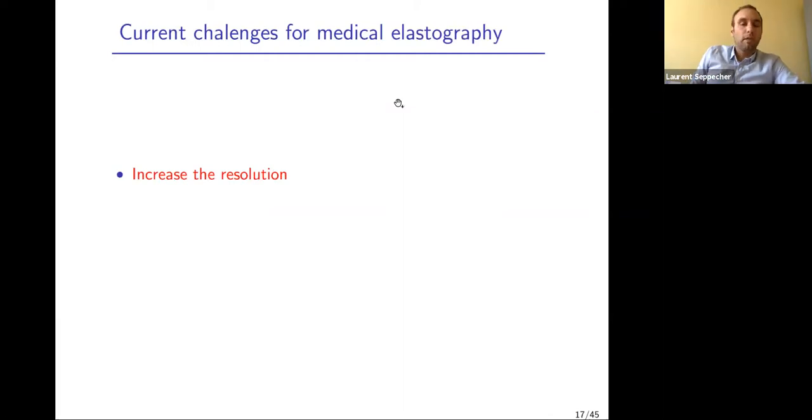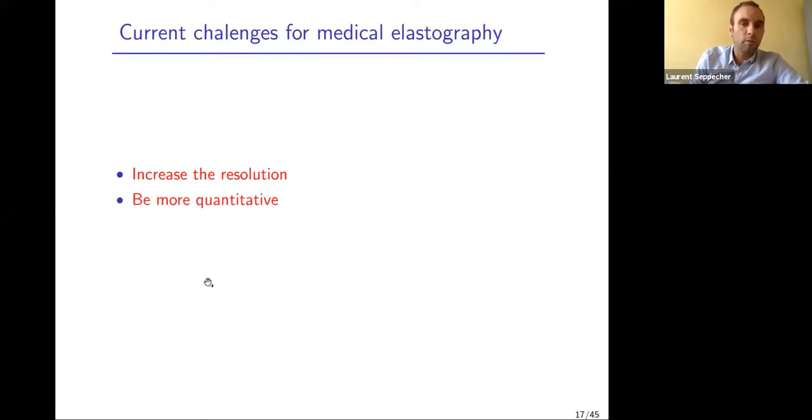So okay, it works, but there are a lot of challenges about elastography. That's why we work on that. The first one is to increase the resolution, because when you see the wavefront and you track the wavefront, you will have a map of mu, which has a very poor resolution, about centimeters. And if you want to image a very small tumor, a very, very small tissue, then you will need more resolution.